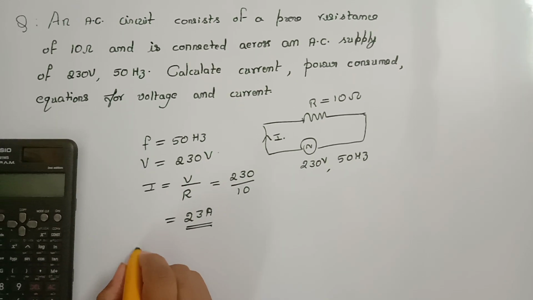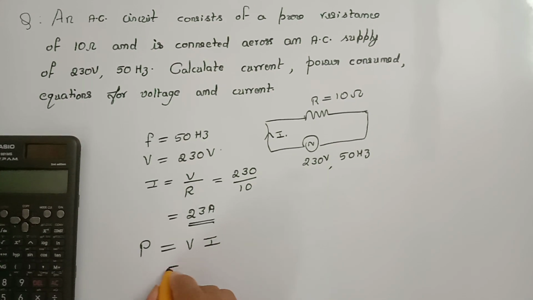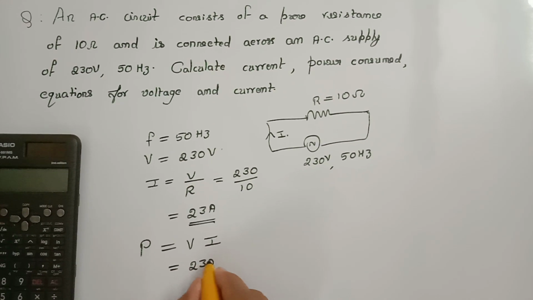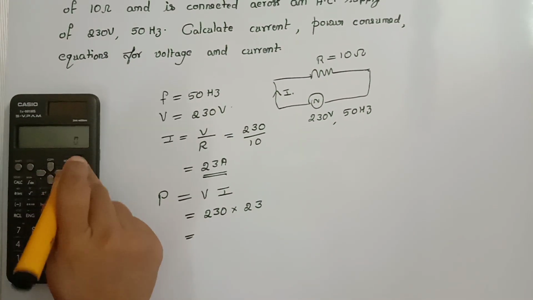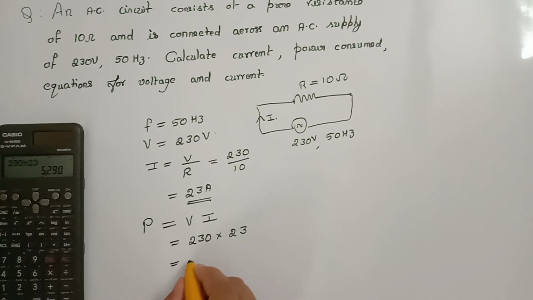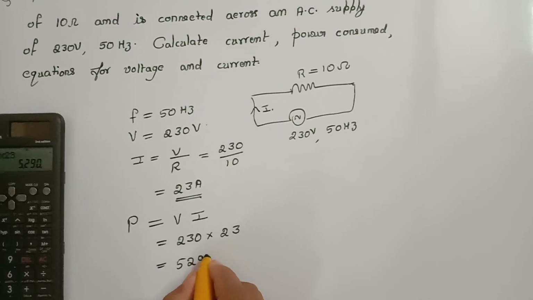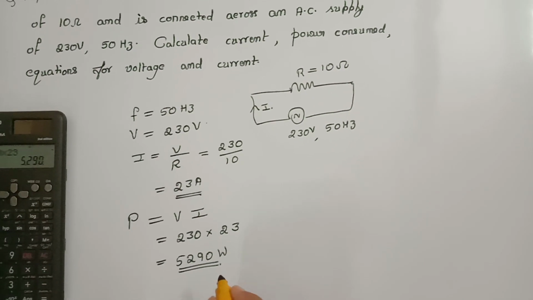Now power consumed. Power consumed, P is equal to V into I. V is 230 volt and I is 23 amps. So we will get 5290 watt.